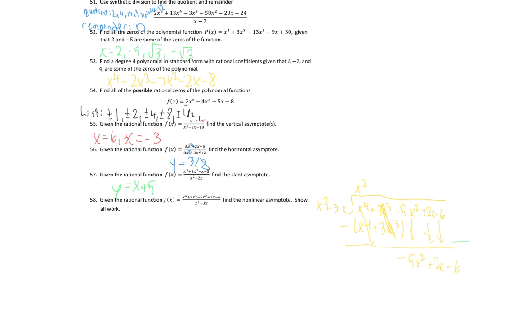And what do I need to multiply x squared by to get to minus 5x squared? Well, it's going to be minus 5. Again, the remainder doesn't really matter here, but we'll go ahead and do it just for practice. Minus 5x squared minus 5x squared, those cancel. 2x minus 15x becomes 2x plus 15x, which is 17x. And the minus 6 will just drop down. But our nonlinear asymptote is y equals x squared minus 5. And that's it for that.